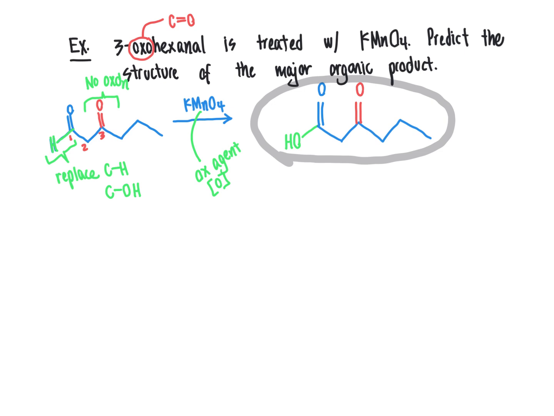And since the problem doesn't ask you for a particular type of drawing, such as a line angle formula that we showed here, since it just says predict the structure, you could show that as a Lewis structure, a condensed structural formula, line angle formula. Really any of those acceptable ways of drawing a molecule would be perfectly acceptable there, since it doesn't specify what type of drawing is required.